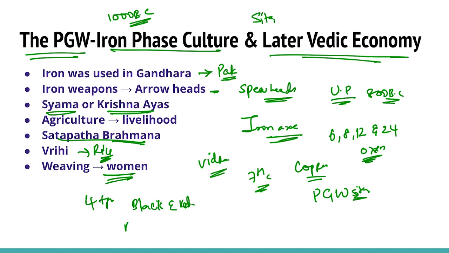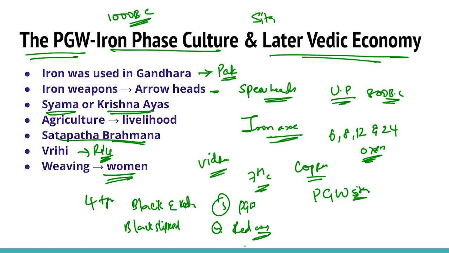The first is black and red ware pottery. The second is black slipped ware. The third is painted grey ware. And the fourth is red ware. This last type, the red ware, was most popular with them, and it was found almost all over western Uttar Pradesh.